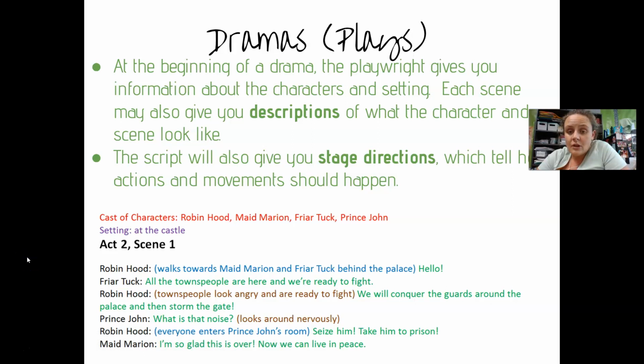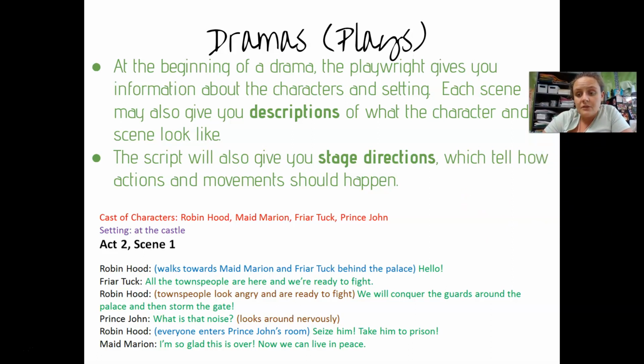At the beginning of the drama, the playwright gives you information about the characters and settings. So you can always look for that right under the title. Each scene may also give you descriptions of what the character and scene look like, which is helpful because then you know what kind of costumes the characters should be wearing and what the scenery should look like, or the background. The script will also give you stage directions, which we talked about. They're in parentheses, and they tell how actions and movements should happen.